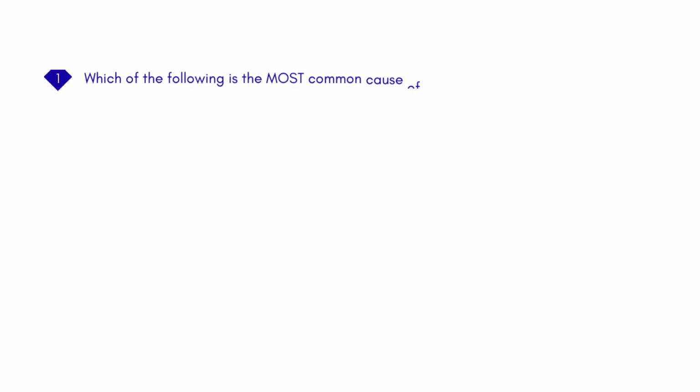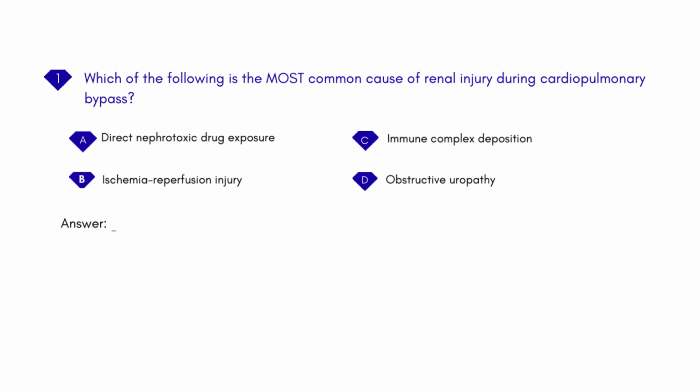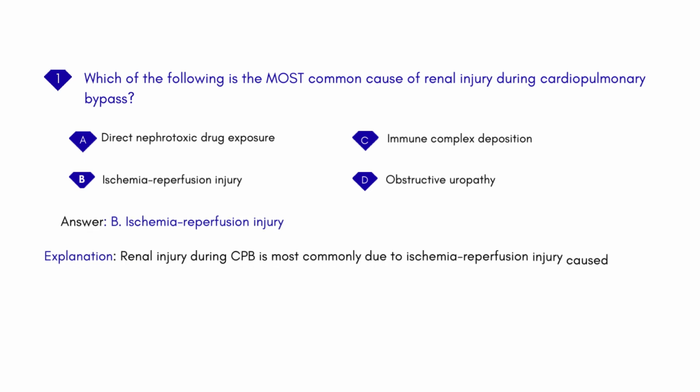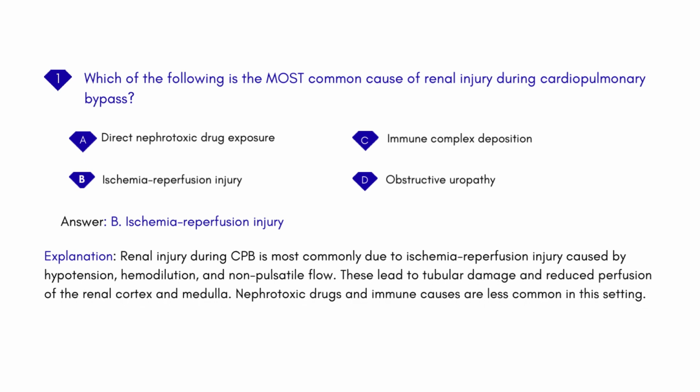Which of the following is the most common cause of renal injury during cardiopulmonary bypass? A. Direct nephrotoxic drug exposure. B. Ischemia-reperfusion injury. C. Immune complex deposition. D. Obstructive uropathy. Answer: B. Ischemia-reperfusion injury. Explanation: renal injury during CPB is most commonly due to ischemia-reperfusion injury caused by hypotension, hemodilution, and non-pulsatile flow. These lead to tubular damage and reduced perfusion of the renal cortex and medulla. Nephrotoxic drugs and immune causes are less common in this setting.